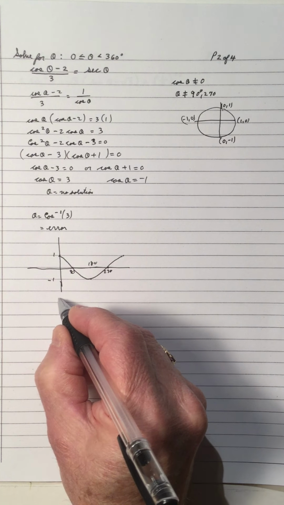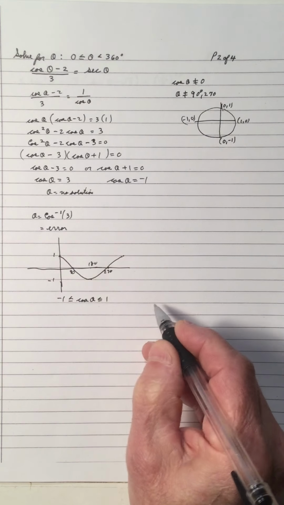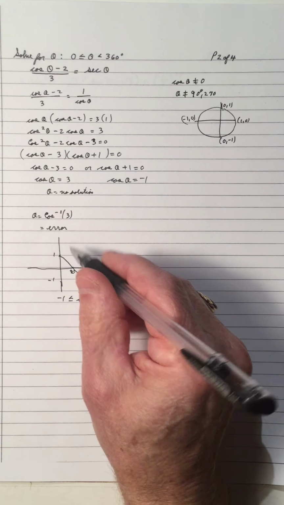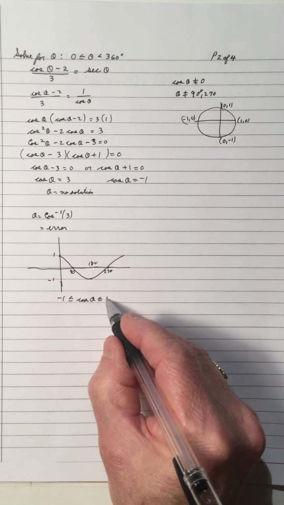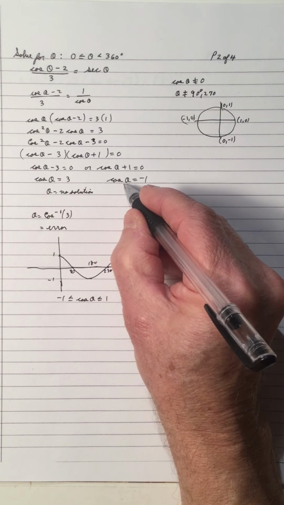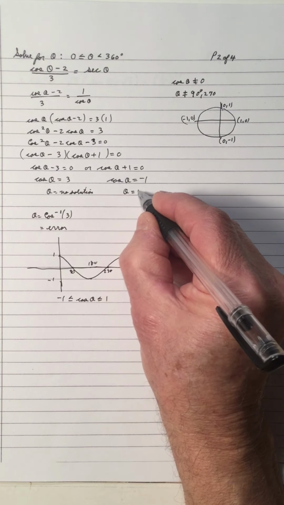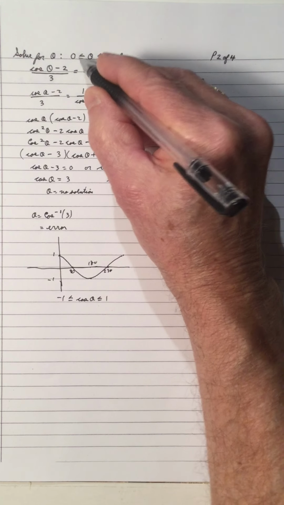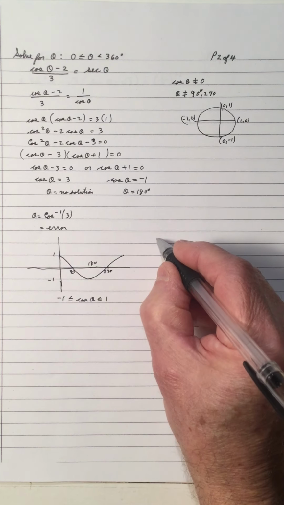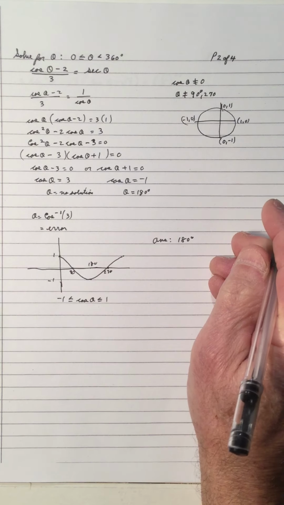So the range for cos is negative 1 is less than or equal to cos theta less than or equal to 1. So that's why we can't have a 3 for cos, because the maximum is 1, the minimum is negative 1, and all numbers in between. Cos is the x, and x is negative 1 at 180. So theta equals 180 degrees, and the answers are from 0 to 360, not including 360. So the answer to this problem is 180 degrees.